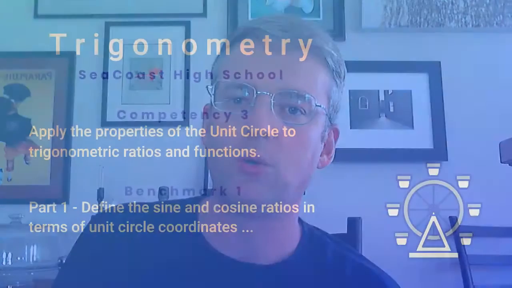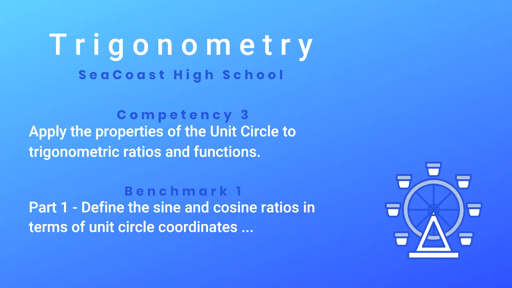Today we're working on Competency 3, Benchmark 1, Part 1. In Competency 3, we're going to talk about what's called the unit circle, which is a diagram that relates triangles to circles, and specifically we're going to talk about how a circle can show us the sine and cosine values of angles today. A little bit more about this will make sense once we've talked about it a bit.